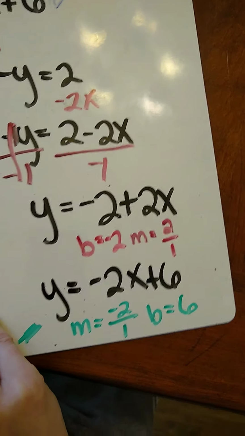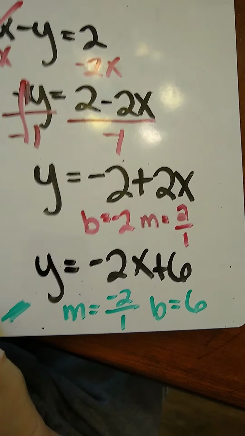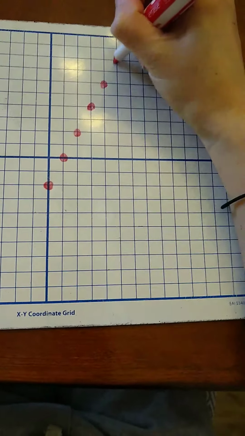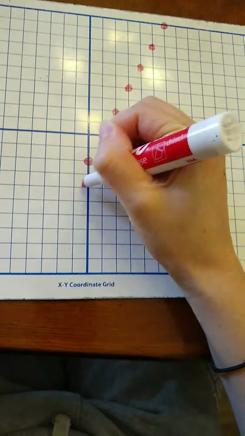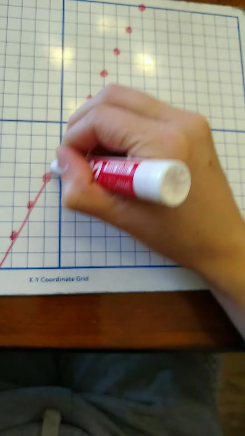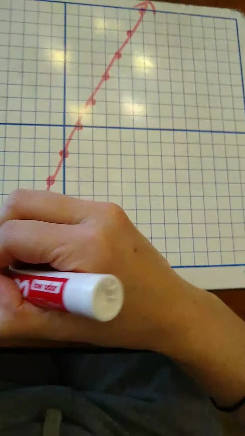So I'm going to start at negative 2, and I'm going to travel up 2 right 1. So let me flip this over, let it down gently. I'm going to start at negative 2 and travel up 2 right 1 all the way across my graph, or down 2 and left 1 until I have this beautiful line. I'm going to go ahead and draw that. So there's one of them.